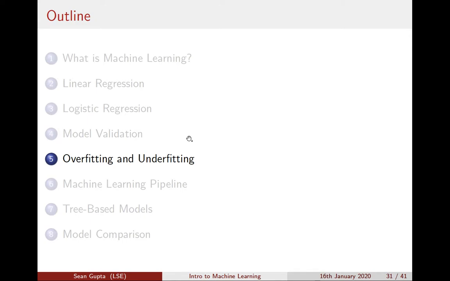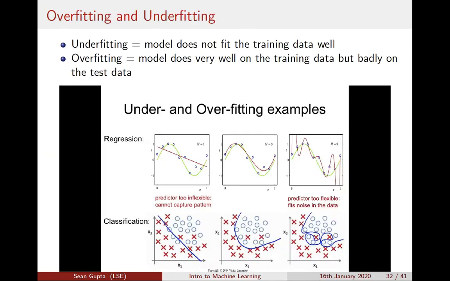Next up in our tutorial is overfitting and underfitting. Overfitting and underfitting are two things that can go wrong when you train a machine learning model. So let's look at what those are. Let's start with underfitting. Underfitting means that your model does not fit your training data well.